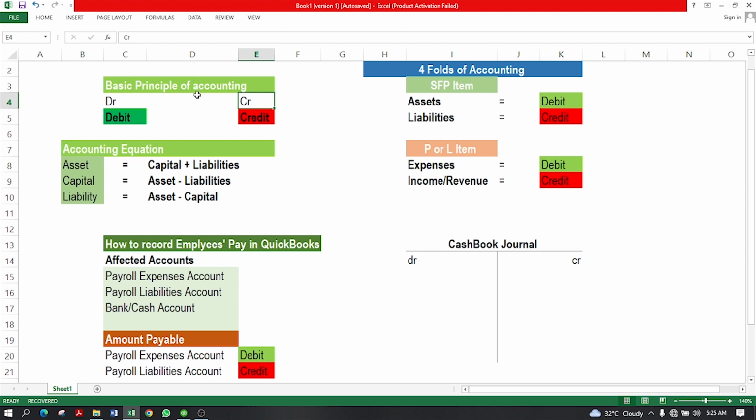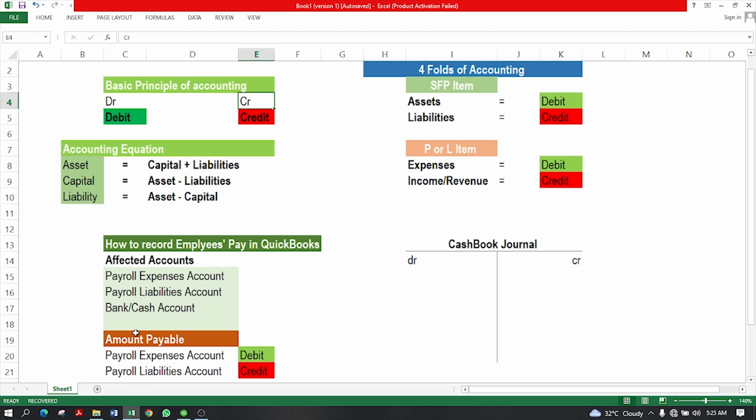The double entry principle also states that you debit whichever account is receiving and credit whichever account is giving. So as money is coming into your account, you debit it. As it's going out, you credit it. That is what it means.